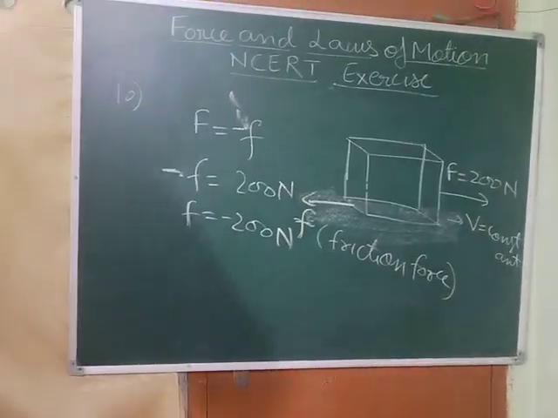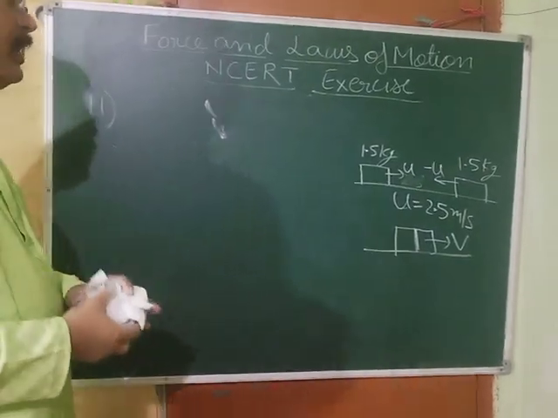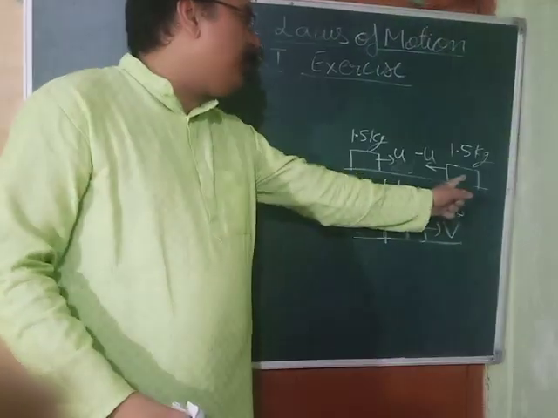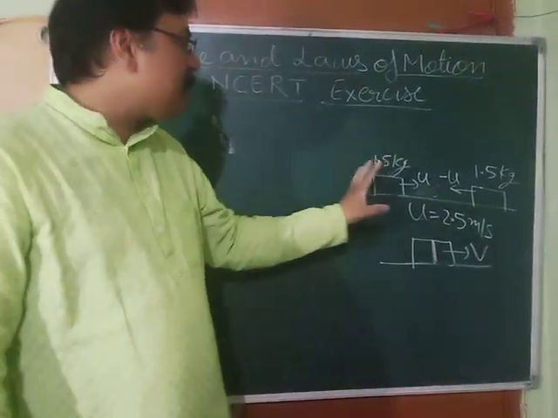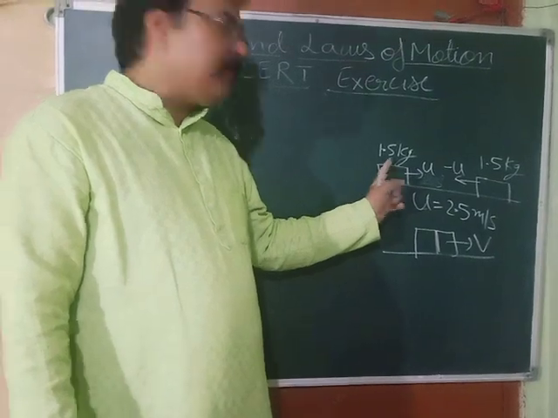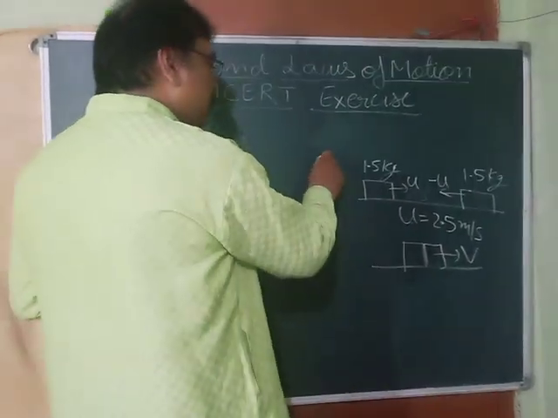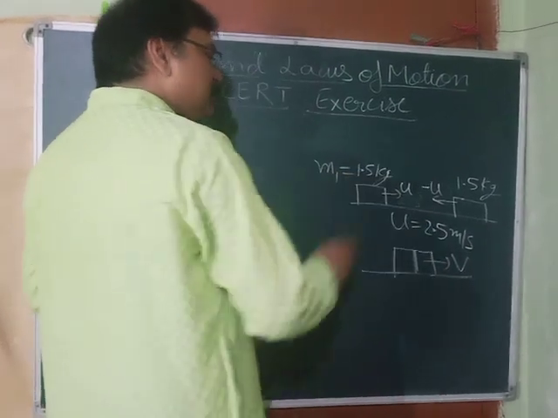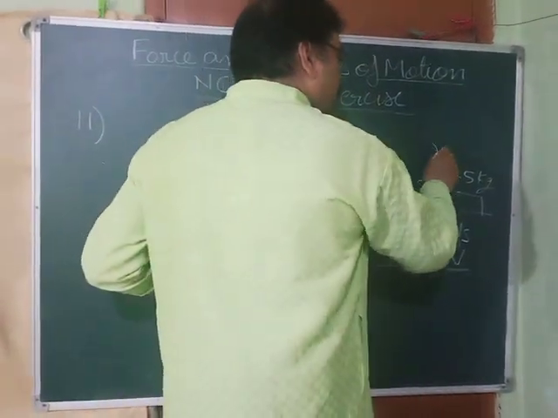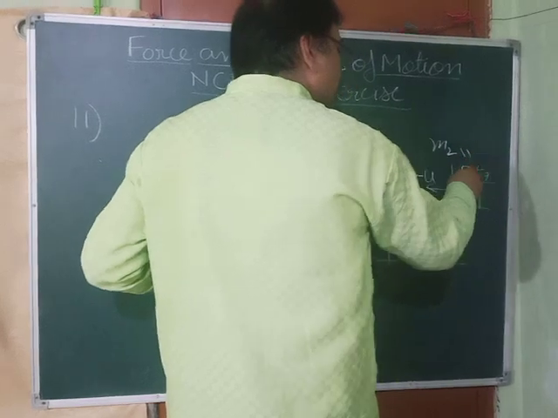Okay. Number 11. In question number 11, two identical bodies are there. Identical means they have similar bodies. This has mass 1.5 kg, and this also has mass 1.5 kg. If you call the mass of this body m1, it is this much. If you call the mass of this body m2, it is equal to 1.5 kg.